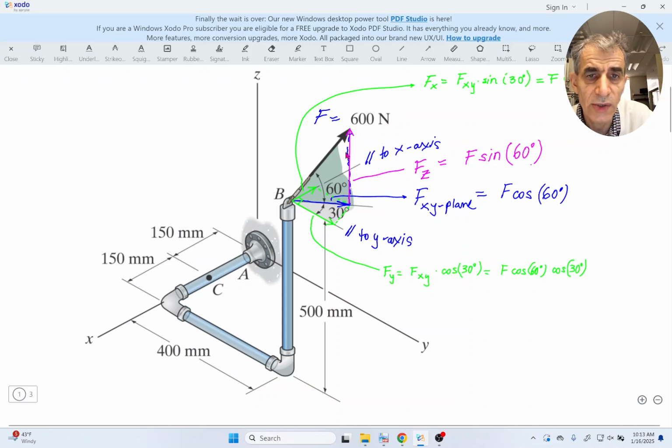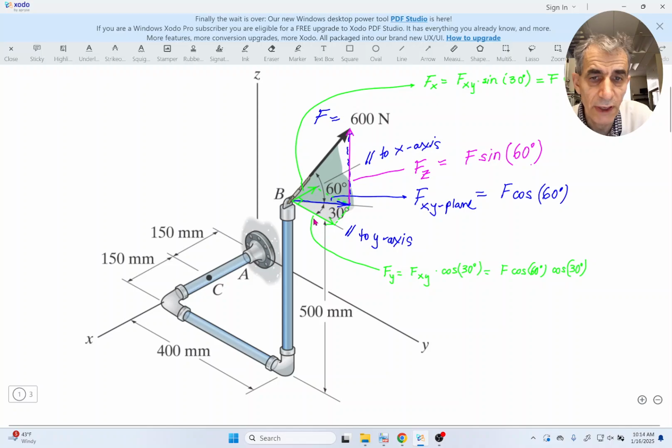So in that case, this magenta leg is going to be the one opposite to the angle. So we use that sine function that we just defined previously. So we have F sine 60. So we quickly figure out the z component of that vector.